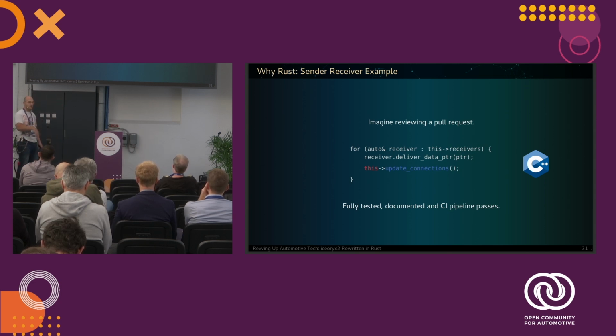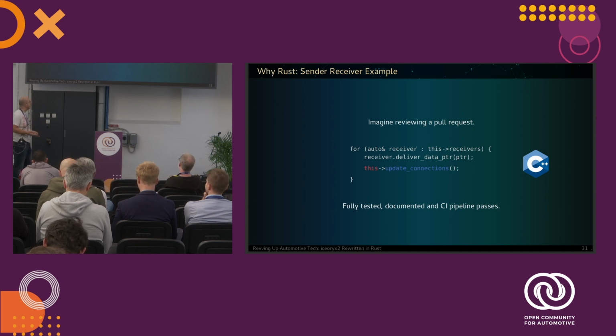And also the CI pipeline passes, the test passes, and so on. But sometimes they don't. The question is, what's happening here? So in the end, what you see here in the slide is you have a vector of receivers. You iterate over the receivers, and for every receiver you just deliver the data pointer, like we saw in the example, for instance. Then you call update connections, and it sometimes crashes.